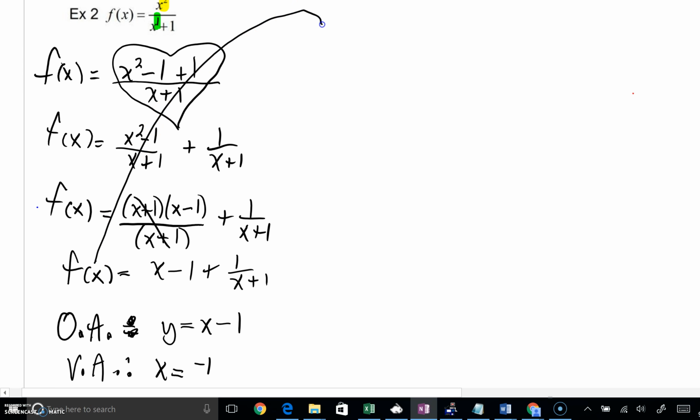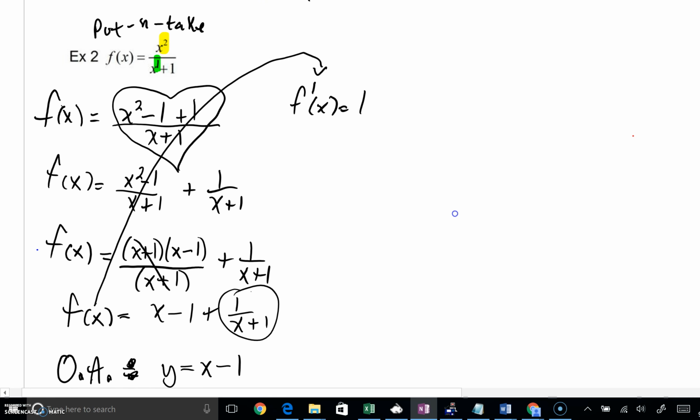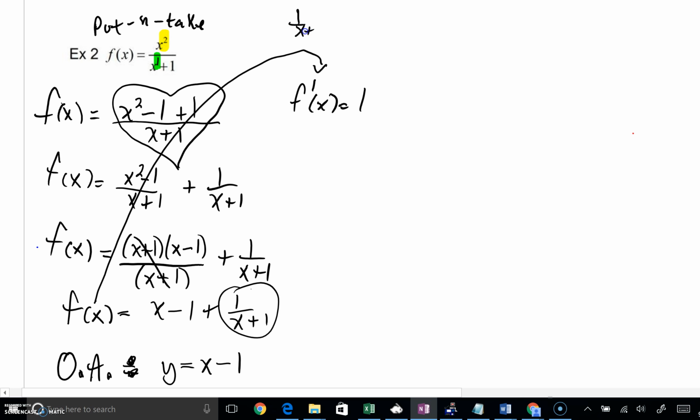Let's go ahead and start back up here and say, what if we took a derivative? The derivative of x, of course, is just a 1. The derivative of negative 1, well, that would cancel out to 0. But this thing right here, that 1 over x plus 1, just want to remind you that it's really x plus 1 to the negative 1 power. Taking that derivative, we'd bring the negative 1 down, and then we'd have x plus 1 to the negative 2. So that's how we could take our derivative quickly.